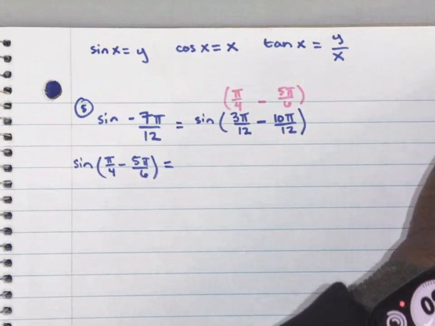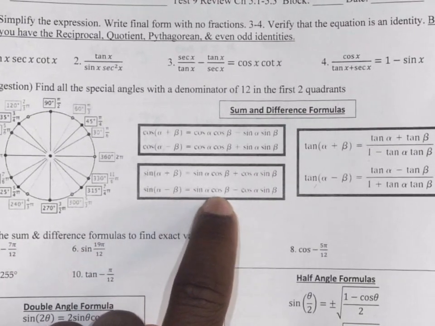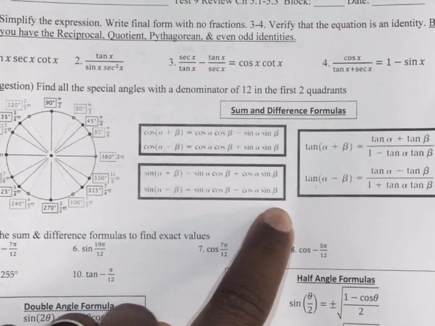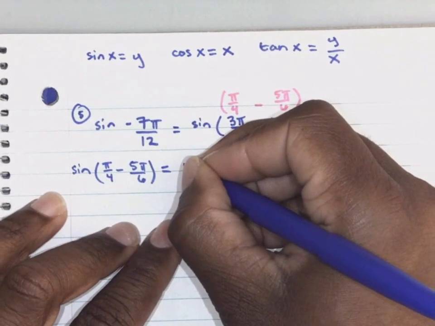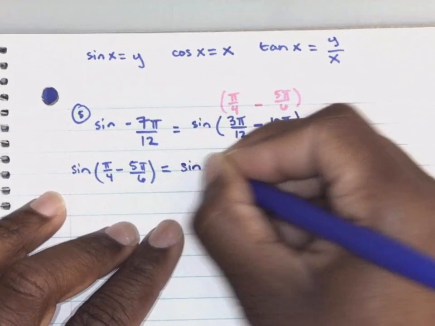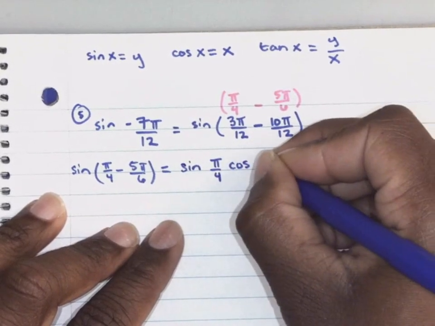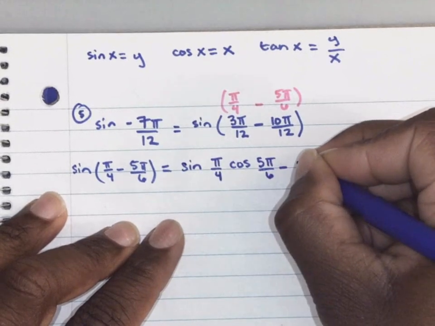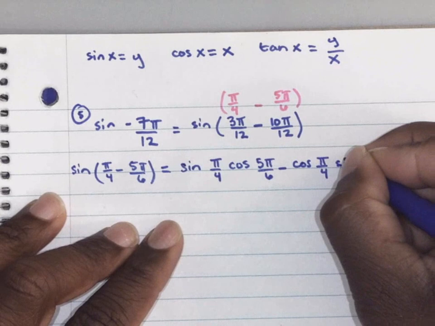Let's go back to my sheet here. We're doing the difference formula for sine. So I need sine of A times cosine of B minus cosine of A times sine of B. I'll write them out on this first one, and then we probably won't need to write them again. So sine of A times cosine of B minus cosine of A times sine of B.